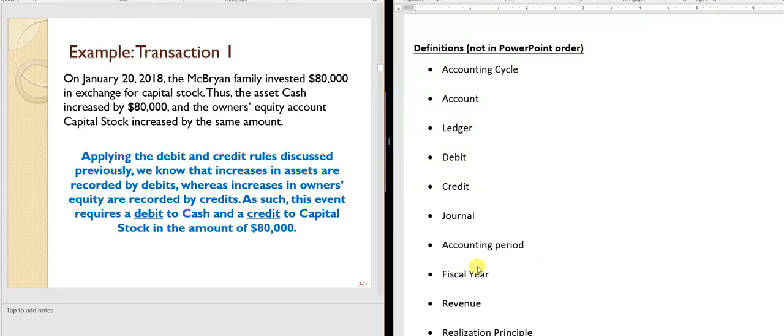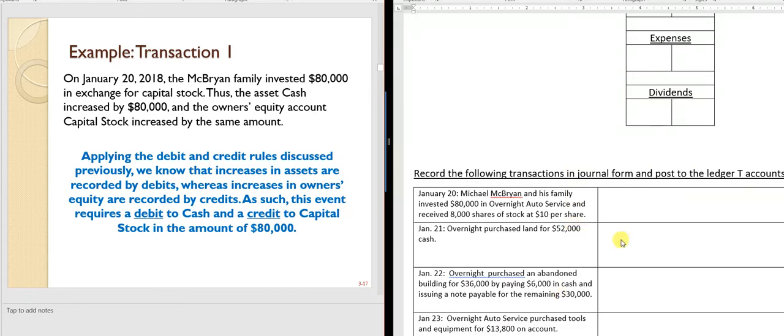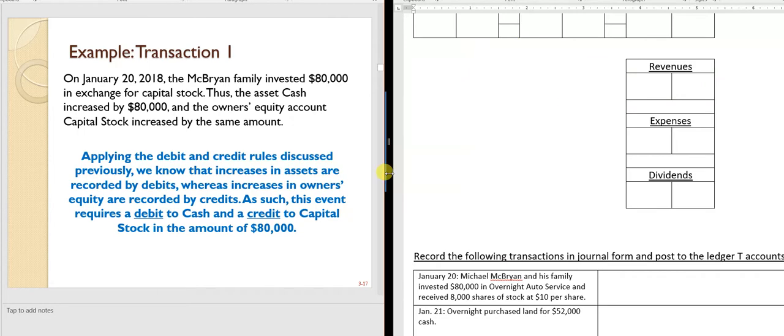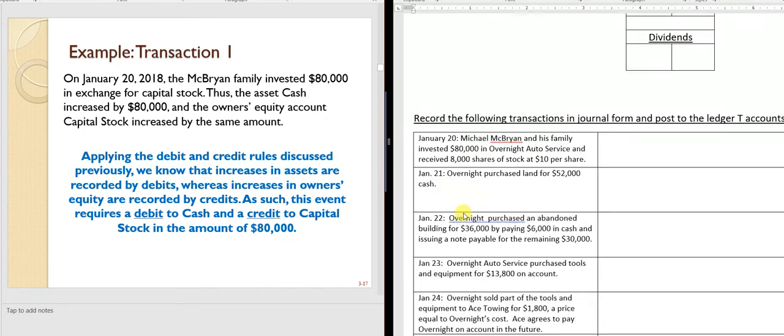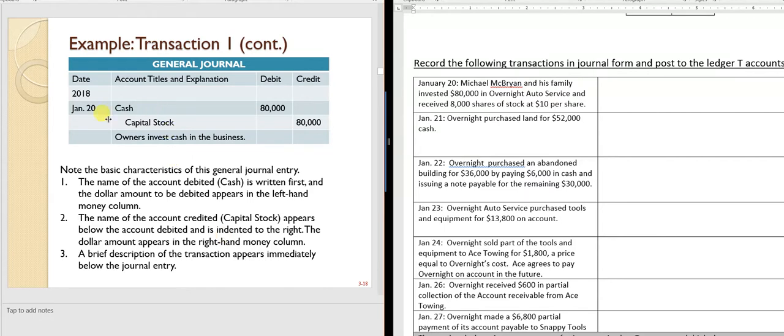Okay, so we're going to go through these transactions. These are down here. Make sure you look at this as you go and practice these as your own, and go to the extra practice assignments online and do those. Okay, so on January 1st, McBride and his family invested $80,000 in exchange for capital stock. So what happens? We're just going to put this part of it right here.